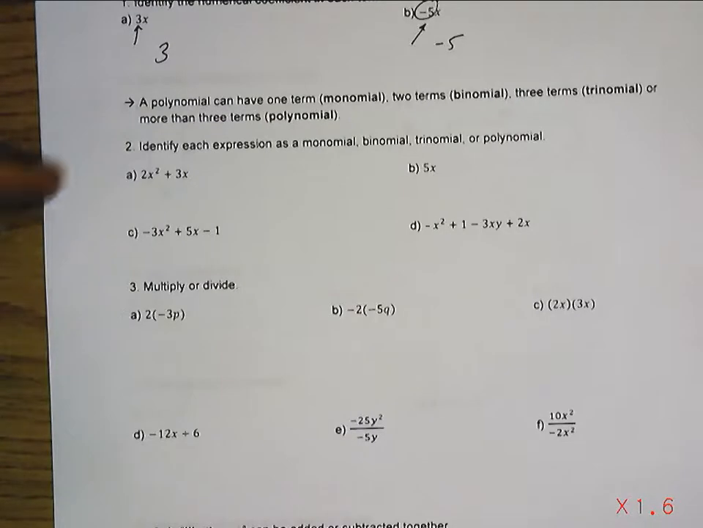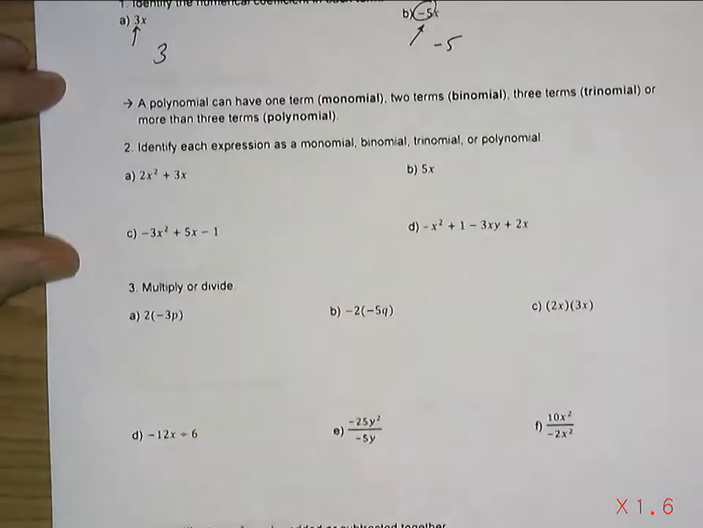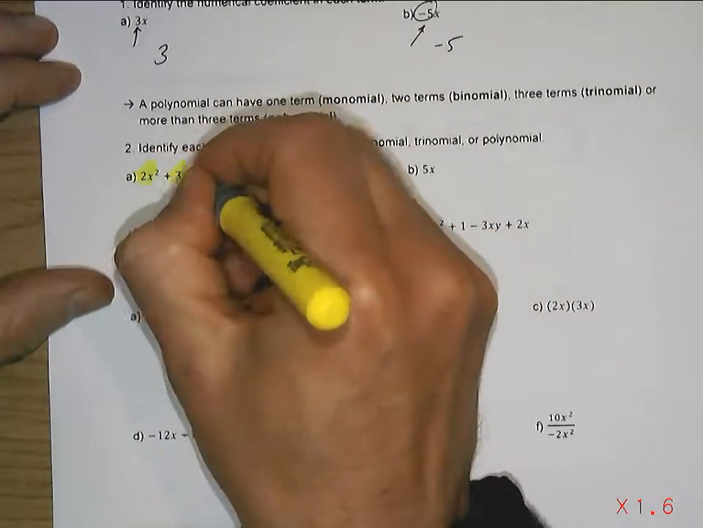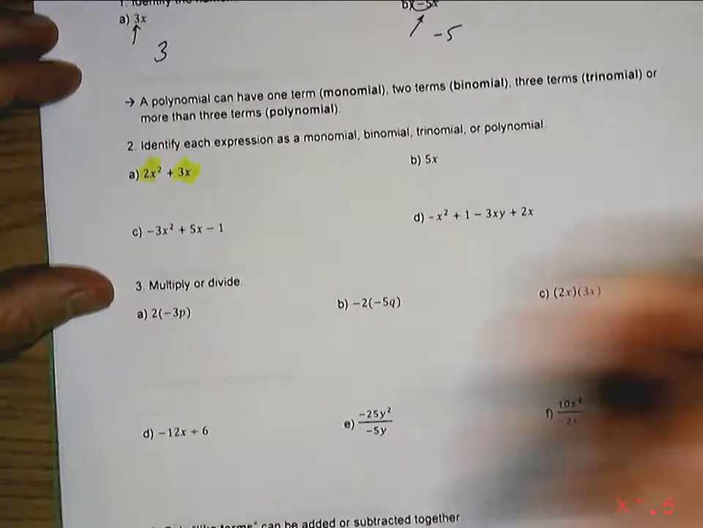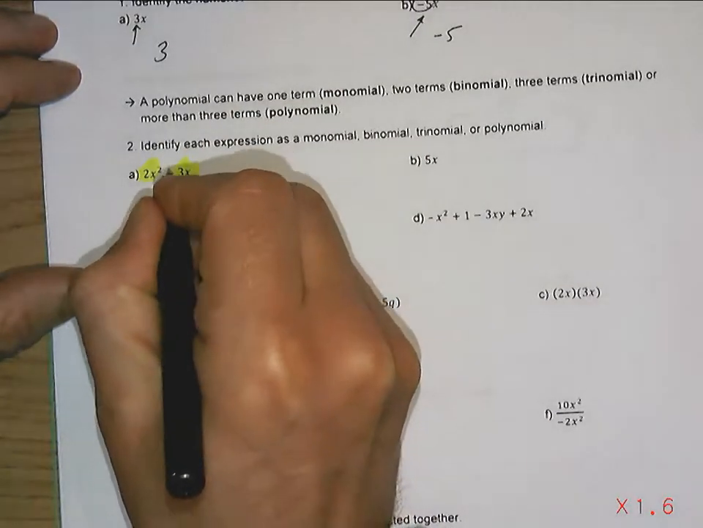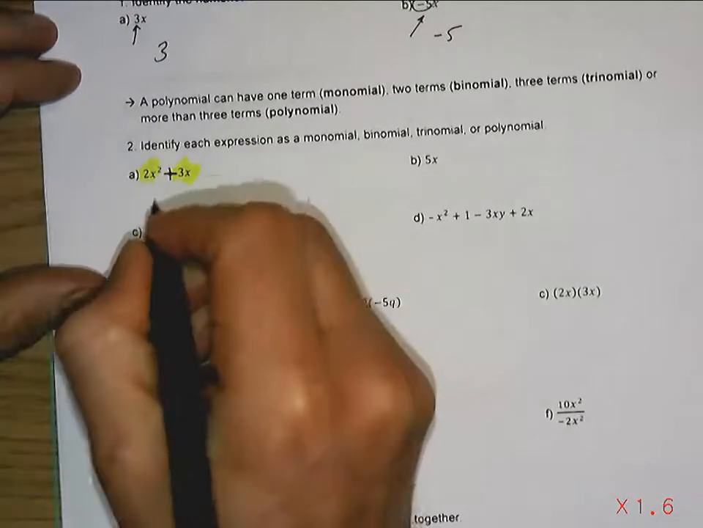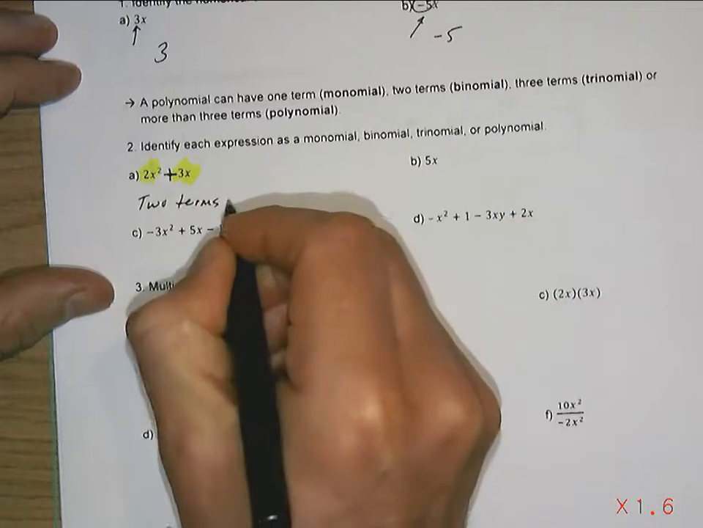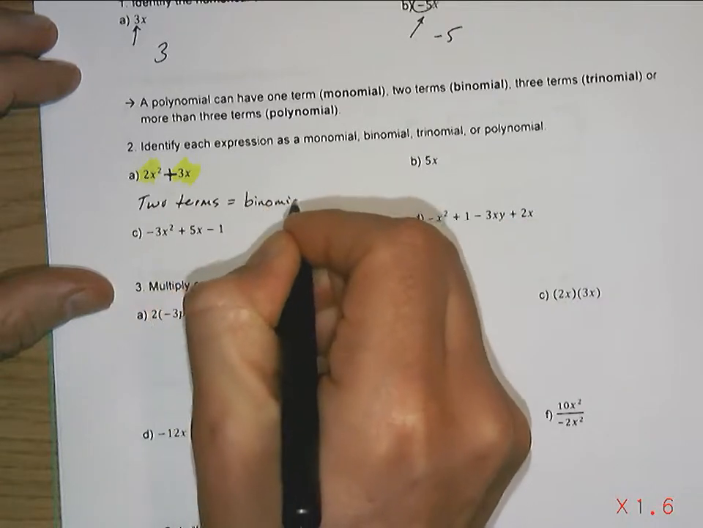So, 2. Identify each expression as a monomial, a binomial, a trinomial, or if it's not any of those 3, then we give it the generic term of a polynomial. Okay, so 2x squared plus 3. So what is a term? Well, a term is anything that's separated by an operation of addition or subtraction. So this is a term, and this is a term, and it's separated by this operation of addition. So these have 2 terms. That will make it a binomial. And that's all there is to this.